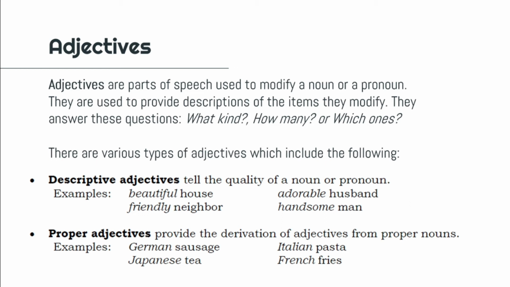First, the descriptive adjectives, which tell us the quality of a noun or pronoun. Examples: beautiful house, friendly neighbor, adorable husband, handsome man. Next, the proper adjectives, which provide the derivation of adjectives from proper nouns. Examples: German sausage, Japanese tea, Italian pasta, and French fries.